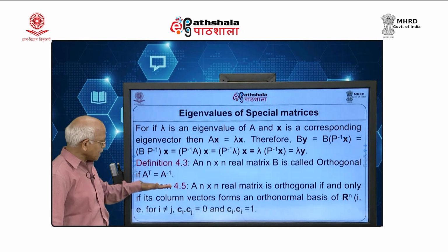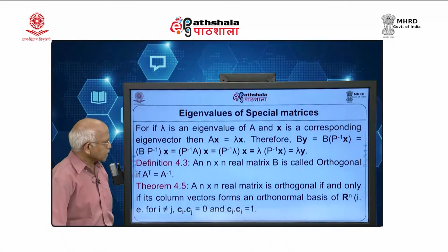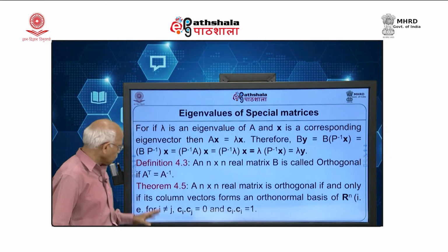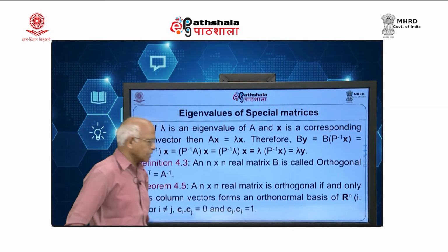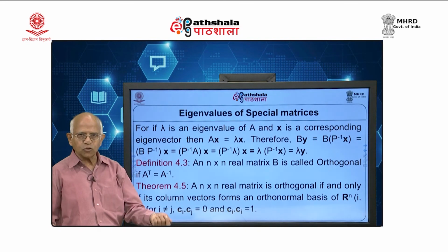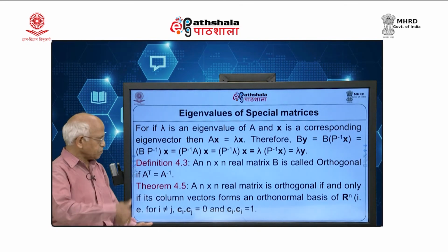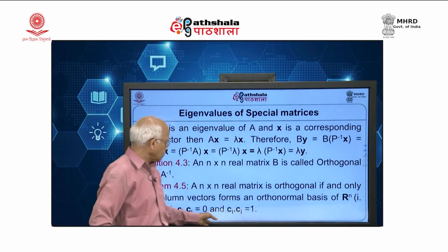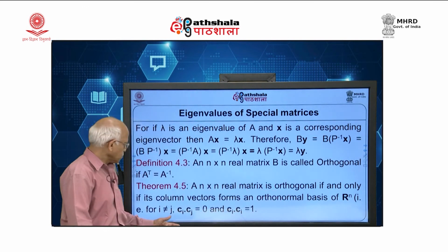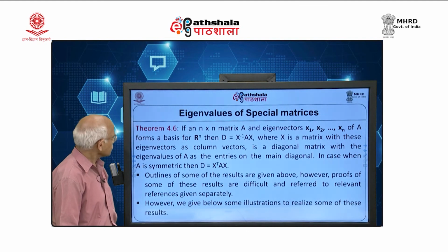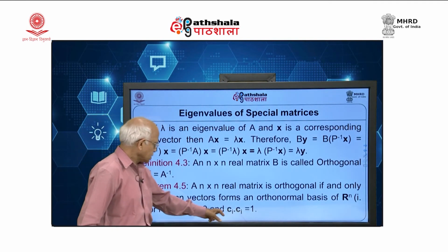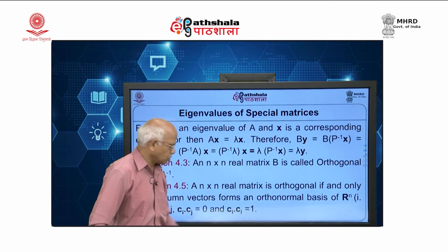For an orthogonal matrix, there is a special property: a matrix is orthogonal if and only if all its column vectors form an orthonormal basis of R^n, because there will be n orthonormal column vectors. If all these n column vectors form an orthonormal basis, it means they are mutually orthogonal to each other, and c_i · c_j should be equal to 1 when i equals j.